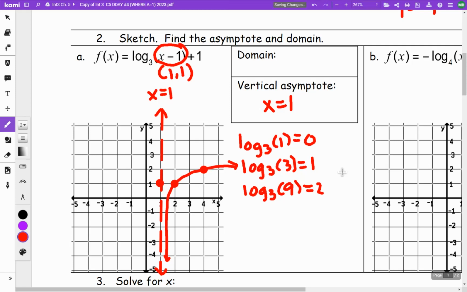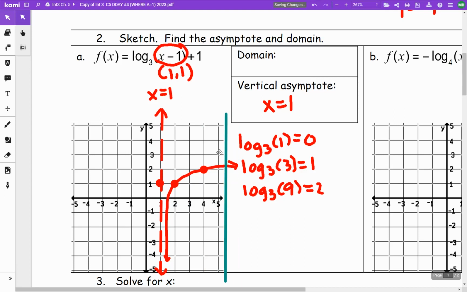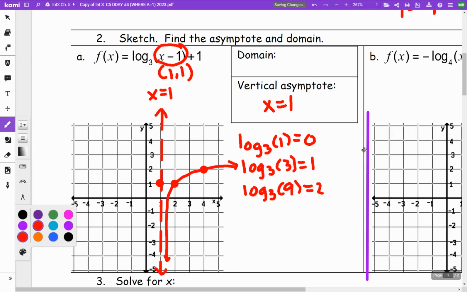My domain for this is going to be, let me just draw a vertical line for a second. So my domain is how far to the left and to the right, and if there's any gaps in between. There aren't any gaps in between, but the furthest to the left this graph goes is 1, but it doesn't reach 1. It gets closer to 1. And then it goes out forever and ever to infinity. So my domain is going to be from 1 to infinity, or you can also write it as x is greater than 1.